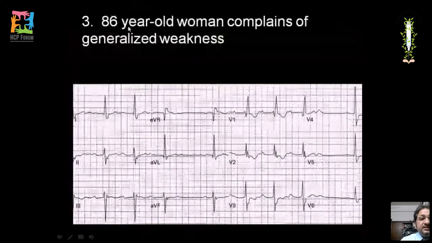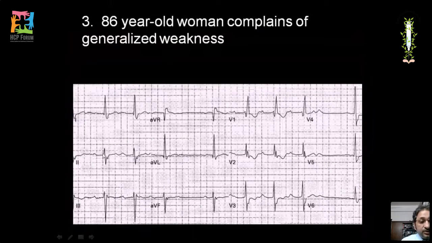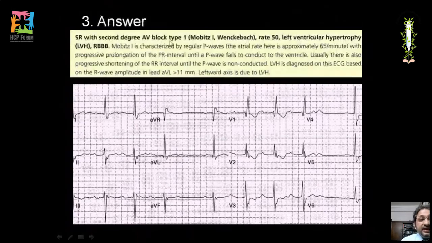Next is an 86-year-old woman complaining of generalized weakness. What do we find here? We find again a prolongation of the PR interval. Next, the prolongation has increased. It is more increased, and this is followed by a dropped beat. So what is this? This is a second degree AV block, Mobitz type 1 or the Wenckebach phenomenon.